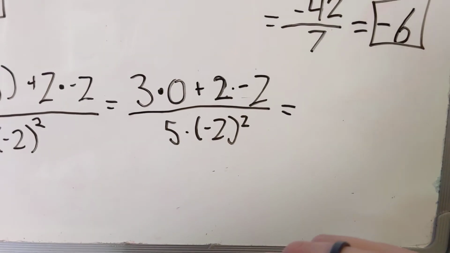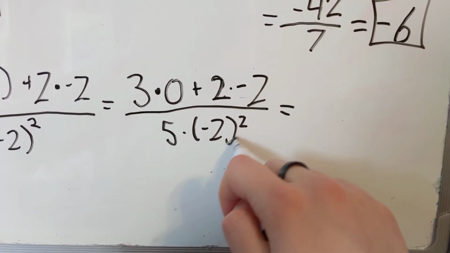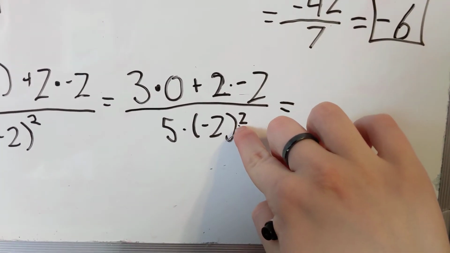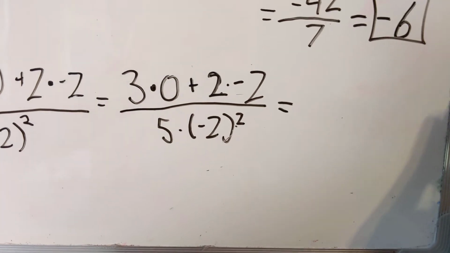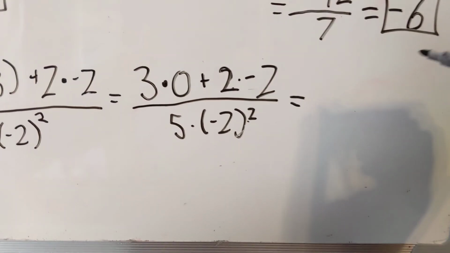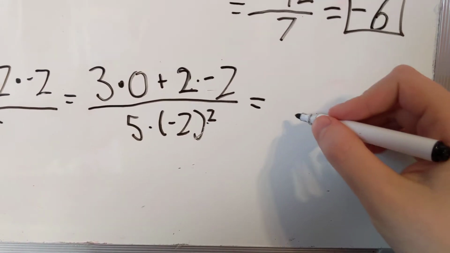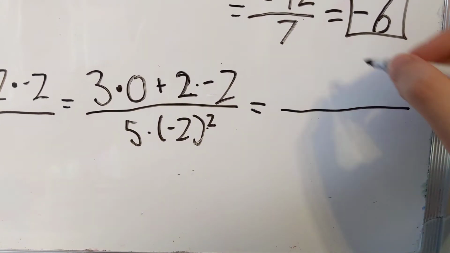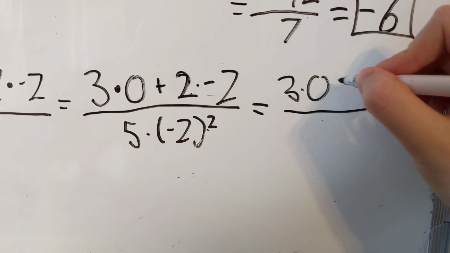Next step is exponents. We have one exponent here. We have -2 to the second power. So that means -2 times -2. Now 2 times 2 is 4. And since we have two negatives, that's going to make it a positive. So we're going to have that as a 4, and everything else is just going to stay exactly how it is.